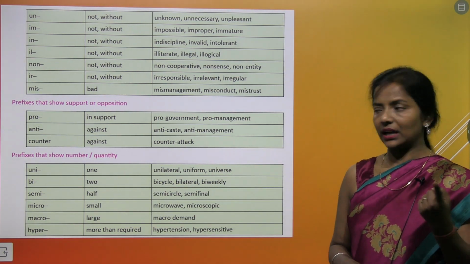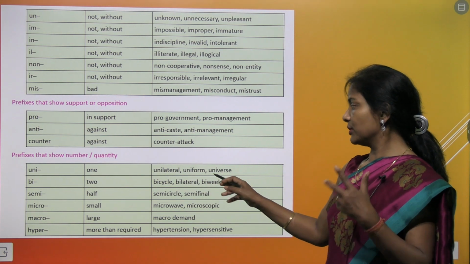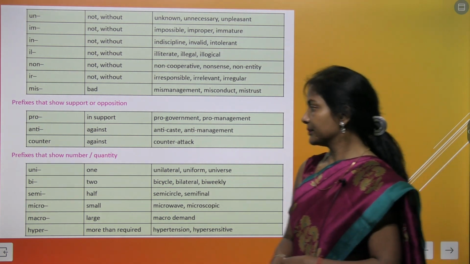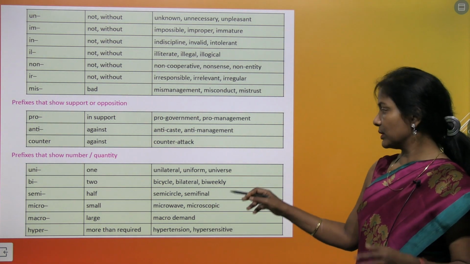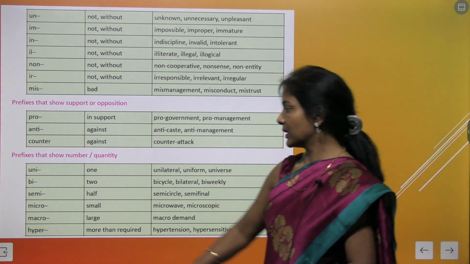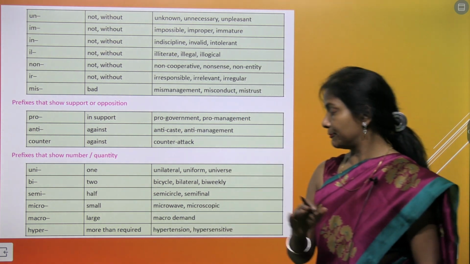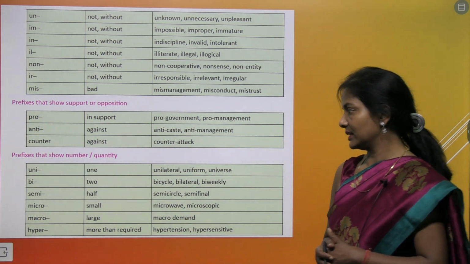Uni means one: unilateral, uniform, universe. Bi means two: bicycle, bilateral, bi-weekly. Semi is half: semicircle, semi-final.